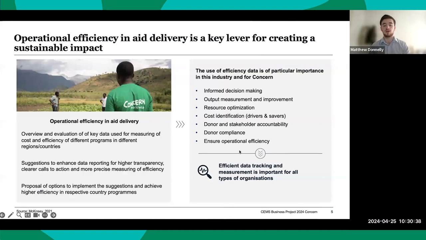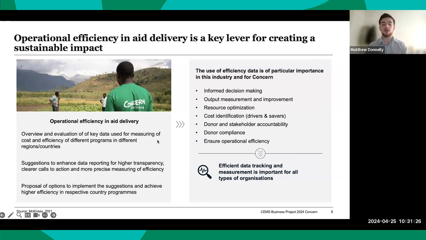This first section was focusing on the operational efficiency in aid delivery. This consisted of conducting an overview, analysis, and evaluation of the key data that was used for the measuring of the cost and efficiencies of the different programs in the different regions and countries. This data was gathered using interviews, surveys, and questionnaires from key partners across the globe. From this data, we were able to come up with some suggestions to enhance the data reporting for higher transparency, clear calls to action, and more precise measuring of efficiency across the board. As well as this, finally, we came up with some proposals of options to implement these suggestions in order to achieve higher efficiency in the country programs, which is the overall goal of what we're doing.